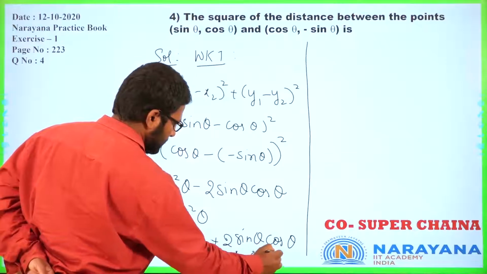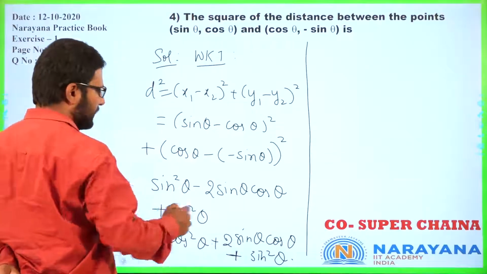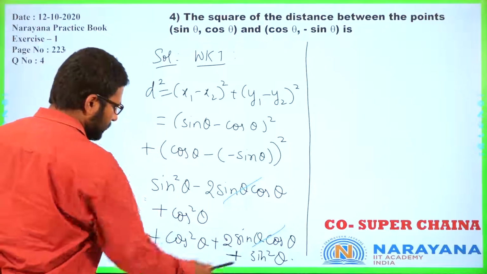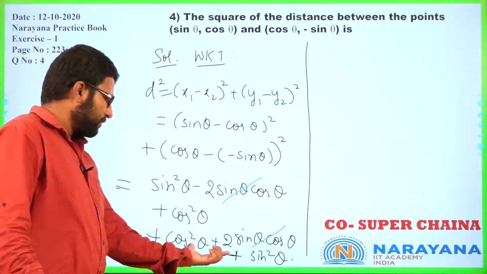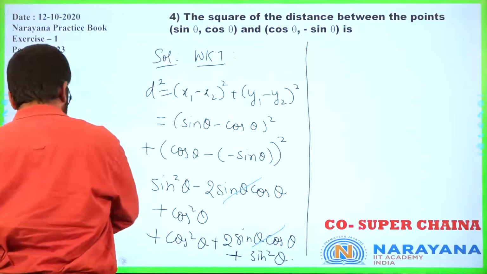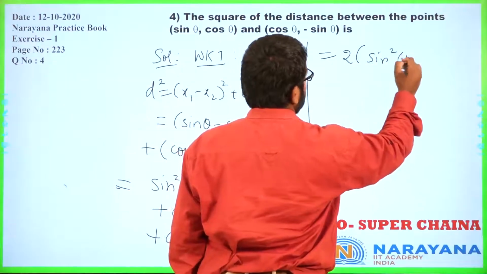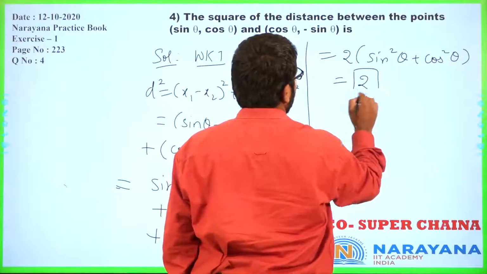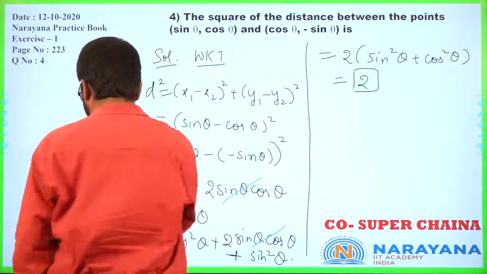plus b square, which is sin square theta. Clearly, minus 2 sin theta cos theta and plus 2 sin theta cos theta will get cancelled. We have sin square theta twice and cos square theta twice. But anyway, you know sin square theta plus cos square theta is 1. Cos square plus sin square is also 1, right? So let me just write that down. This is 2 times sin square theta plus cos square theta. This is 2. So the square of the distance is of course 2. Alright? Okay.